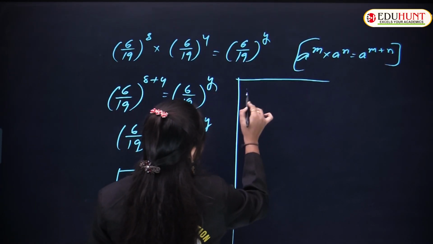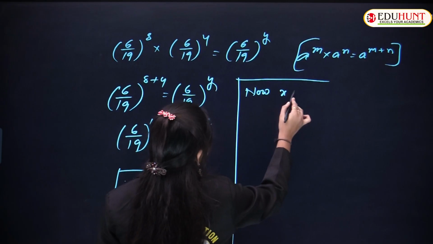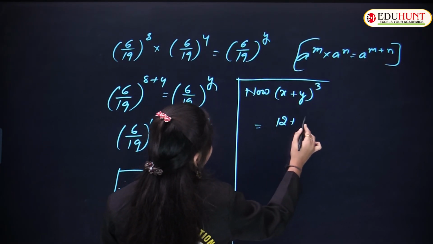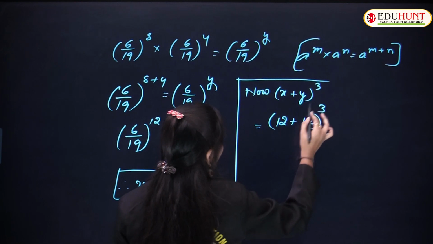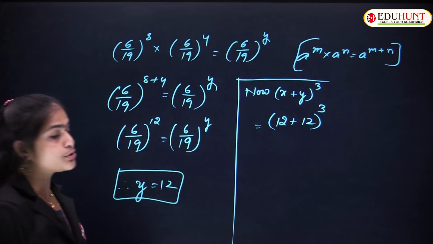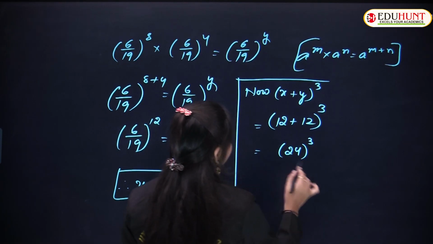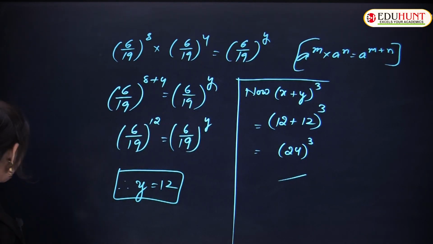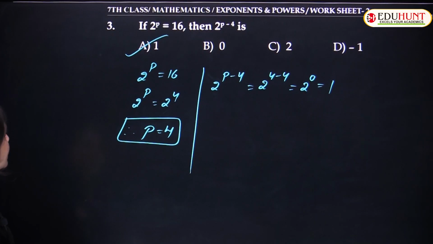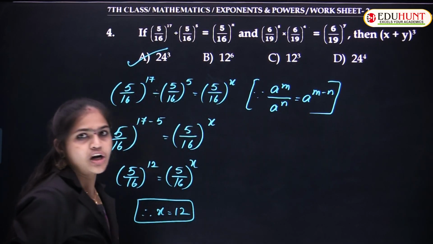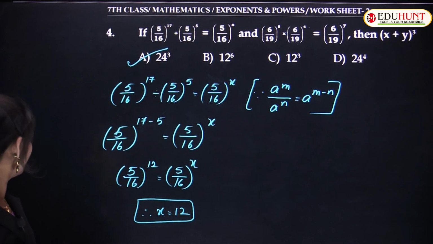Now, x plus y whole cube is equal to, x is equal to 12, y is also equal to 12, no? So 12 plus 12 is equal to 24. Okay, 24 whole cube. This is the final answer. Which option is correct here? Yes, 24 whole cube. Option A is satisfying, 24 whole cube.